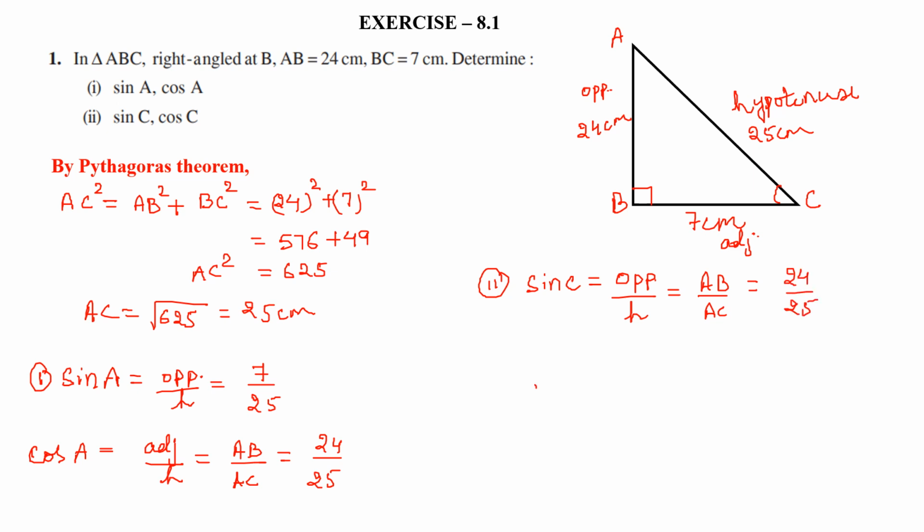Then you have to find cos C. So cos C will be adjacent by hypotenuse and your adjacent with respect to angle C is BC, so BC by AC. BC is 7, so 7 by 25. So this is the first and second part of question number 1.